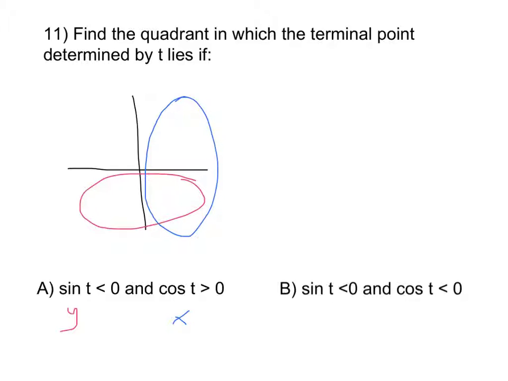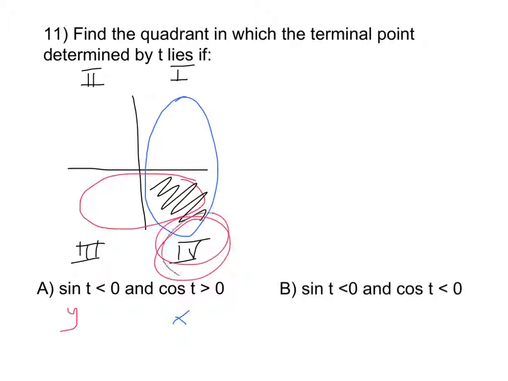So if I'm looking for where both the y value is less than 0 and the x value is greater than 0, what I'm looking at is this quadrant right here. Remember, according to your label, this is quadrant 1, 2, 3, and 4. And so my final solution is going to be that this happens in quadrant 4.